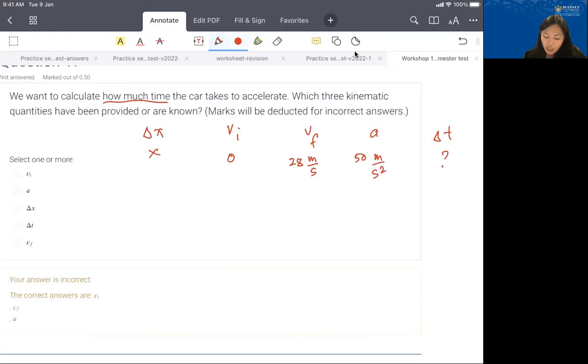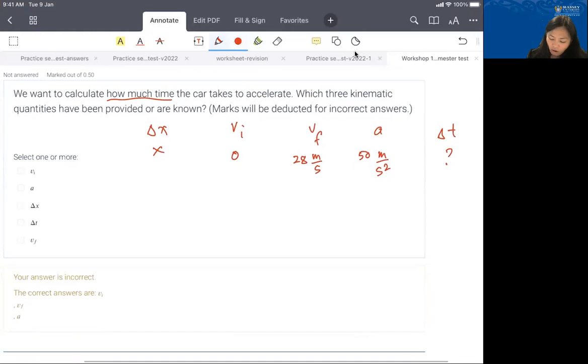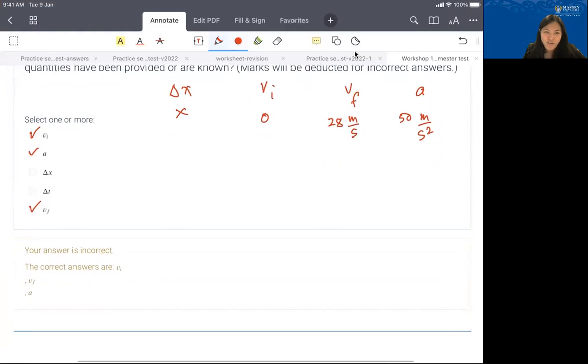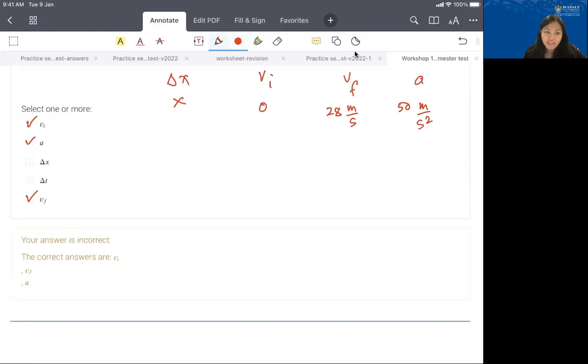So that means you need to tick off Vi, Vf, and A. Those are the things that were given in the problem. You need to tick 3 things. If you ticked only 2 things, you will be deducted half a mark. If you ticked more than the 3 things, you'll also be deducted half a mark for every extra answer. You might think it's clever to tick everything off, but that's actually not as clever as you think, because marks will be deducted.